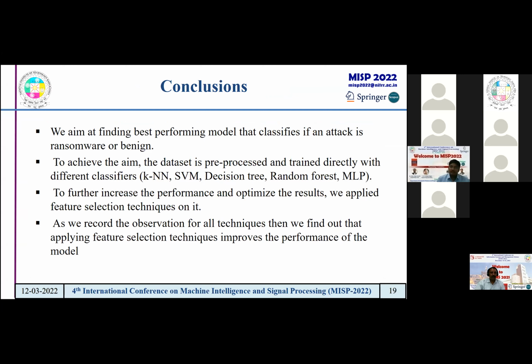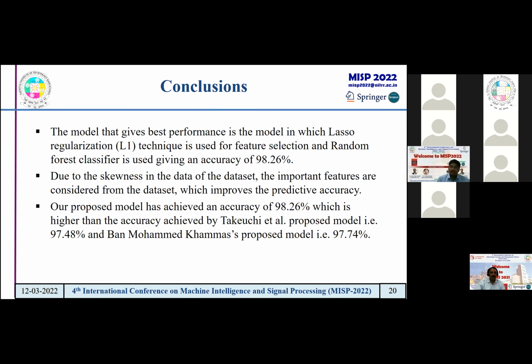And then to further increase the performance, applying feature selection techniques improves the performance of the model. Now, the model that gives the best performance is the model in which the lasso regularization technique is used for feature selection, and it gives an overall accuracy of 98.26%.